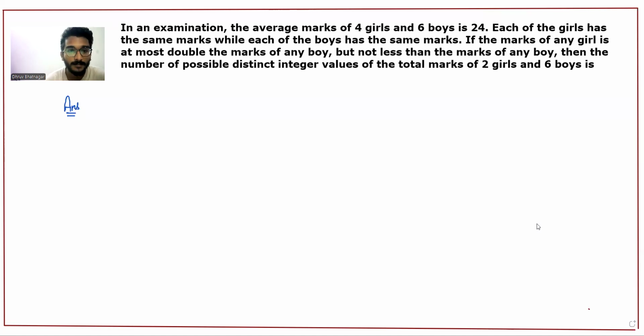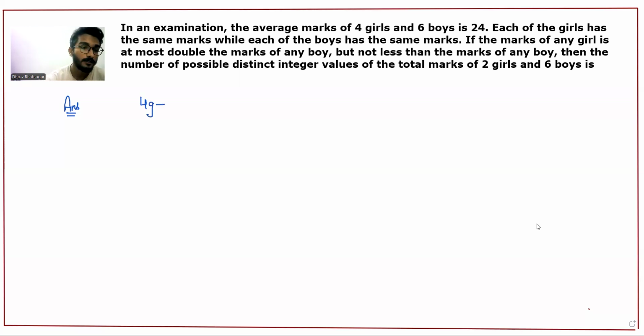So in an examination, the average marks of 4 girls and 6 boys is 24. Each of the girls has the same marks, while each of the boys has the same marks. If the marks of any girl is at most double the marks of any boy, but not less than the marks of any boy, then the possible distinct integer values of total marks of 2 girls and 6 boys is how much? So let's just collect the information given to us.